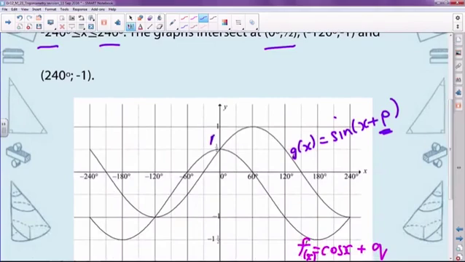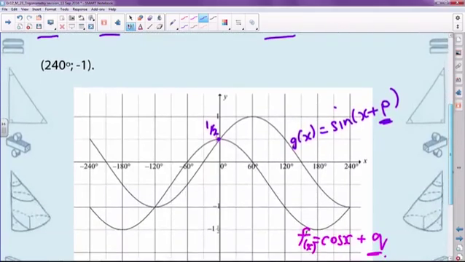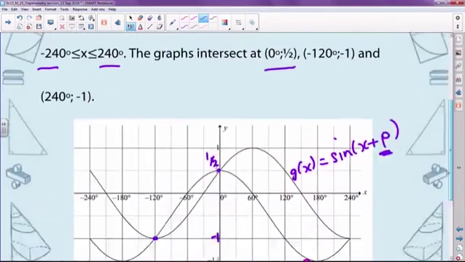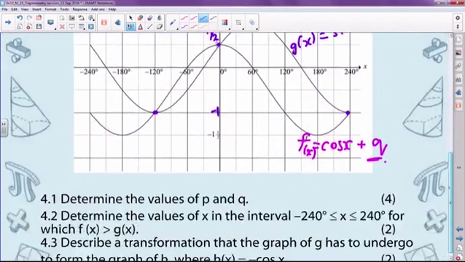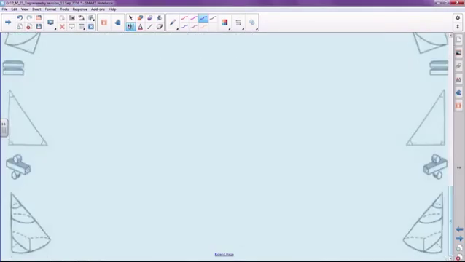All right, so that's obviously on your y-axis. That's that point there. They also intersect at minus 120 degrees and minus 1. So that's that point. And 240 degrees and minus 1. So basically, they've given you all the points of intersection. The first question says, determine the values of P and Q.